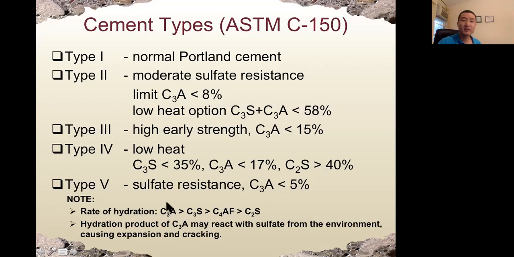The reason is because of the rate of hydration, or how fast the compound will react with water, is ranked as follows. C3A will be larger than C3S, which is more than C4AF, and C2S generates the least amount of heat. So that's the reason for the low heat option, type 4 cement: we should limit the amount of C3S and C3A because C3A and C3S will generate more heat per unit mass.